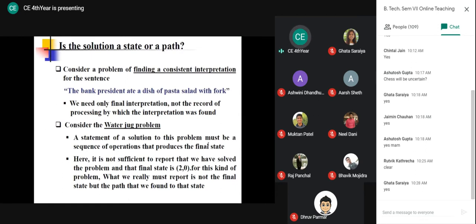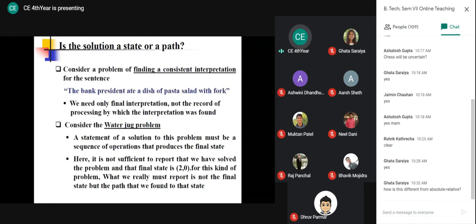So here in this case, it is not sufficient to report that we have solved the problem and my final state is 2, 0. Now listen, in a water jug problem, if the start and goal state are given and we are solving the problem, it is not sufficient to report that we have solved the problem and my final state is the same. But for this kind of problem, what we really must report is not a final state, but the path that we found to that particular state. Means the whole sequence of operations, right? The whole path that you have to mention.